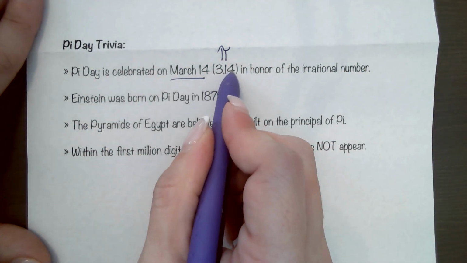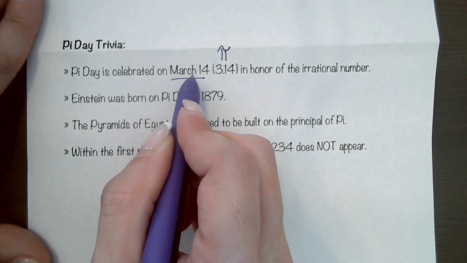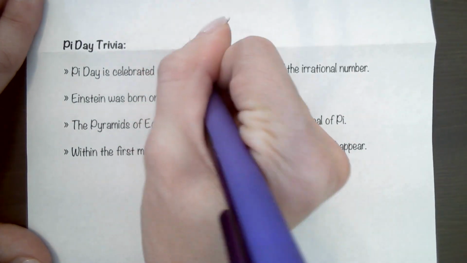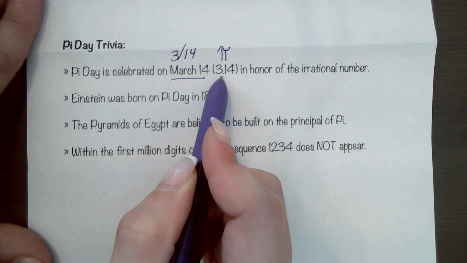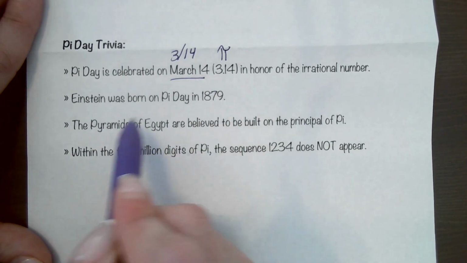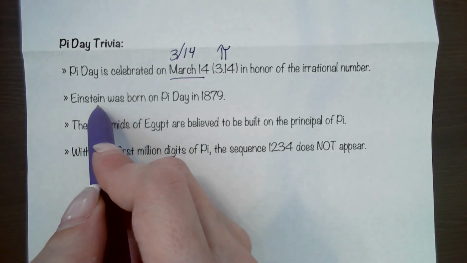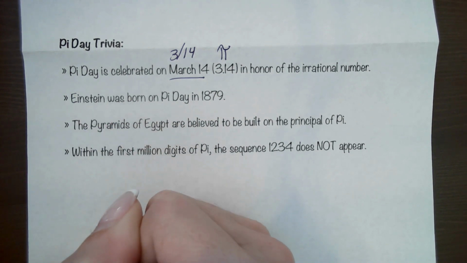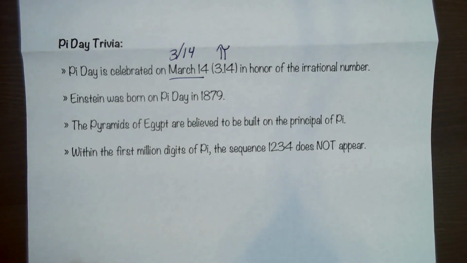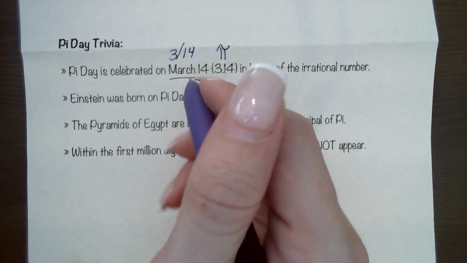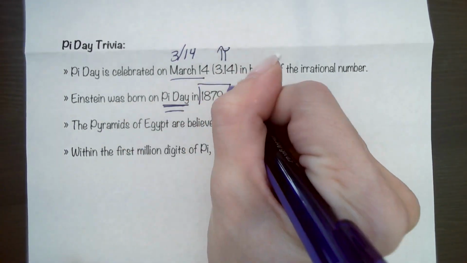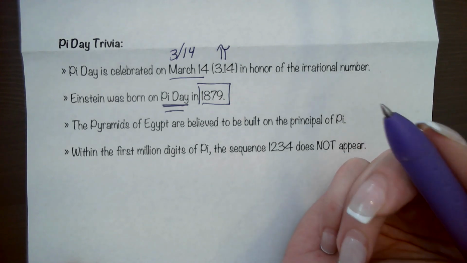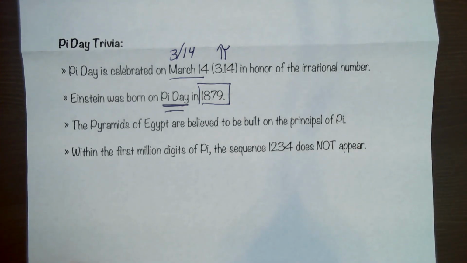So that's why we celebrate on March 14th, because when we write the date 3/14, it matches the abbreviation or the approximation for pi. The next fact, Einstein. Good old Albert Einstein is a mathematician and physicist who just so happened to be born on Pi Day in 1879. I think that's a pretty cool coincidence.